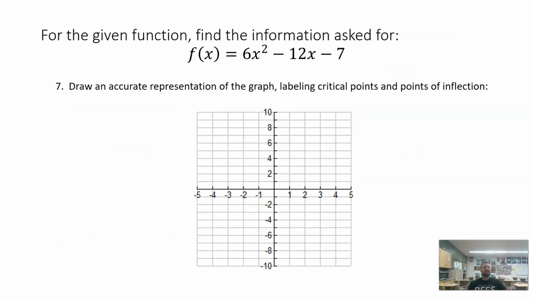And then number 7, if we want to draw the graph, remember we just need to graph all of our important points. The only one we have here is x equals 1. That's going to be a minimum. So I plug 1 in for x, and I get 6 minus 12 minus 7. That gives me, oh man, I chose another bad one when I created this function. That gives me negative 13. So I know the point (1, negative 13) is on the graph. So I realize that's not actually on here, but I'm going to put it down there.